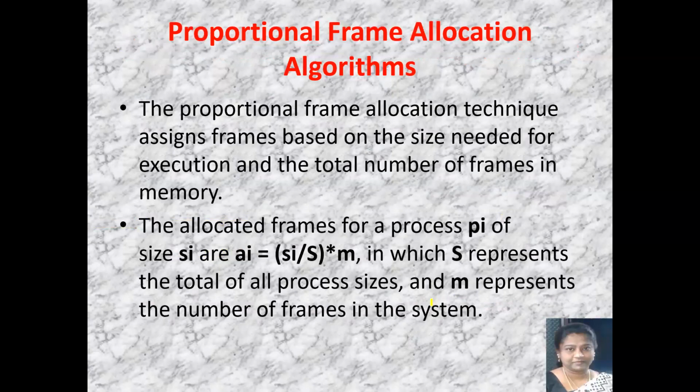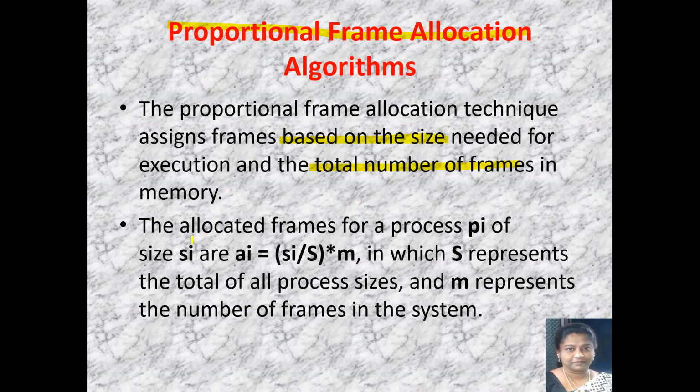Now, you have another algorithm called the proportional frame allocation algorithm. Why do we move from equal allocation to proportional allocation? We will see shortly. In the proportional frame allocation technique, frames are assigned based on the size needed for execution and the total number of frames available in main memory. So here it has nothing to do with the number of frames and number of processes. It has to do with the number of frames and the size of the process. So this is what is meant by proportional frame allocation.